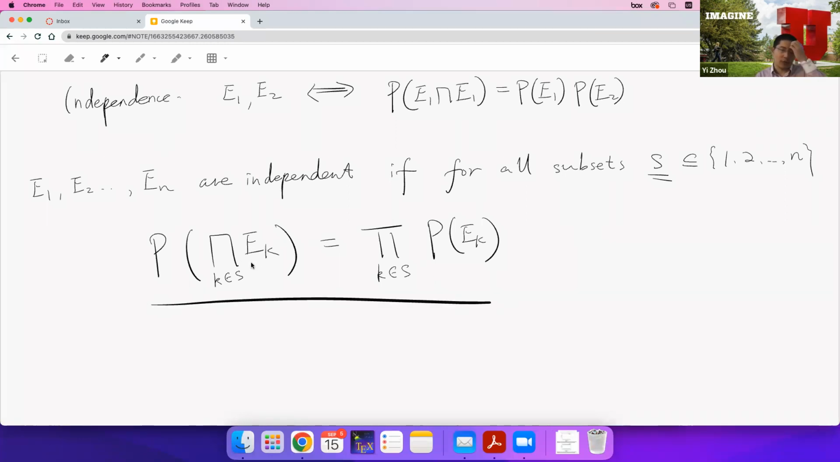So that means this holds for any two events among this entire set of events. You pick any two events, they should be independent. Moreover, you pick any three events, they should be independent. You pick any four events, they should be independent, up to any n events. So this has to hold for all subsets of this set of events, not just pairs.